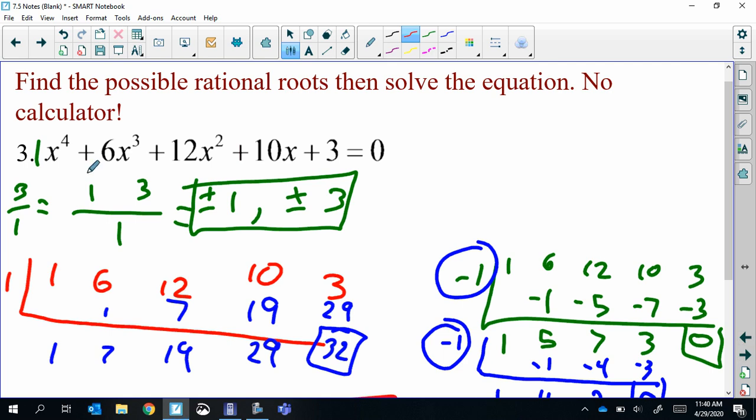There's actually a little trick that says the number of sign changes tells you the number of positive roots. Since it starts positive, it never changes signs, because it's positive, positive, positive, positive, positive. It never changed signs. It's a little bit of a shortcut there.